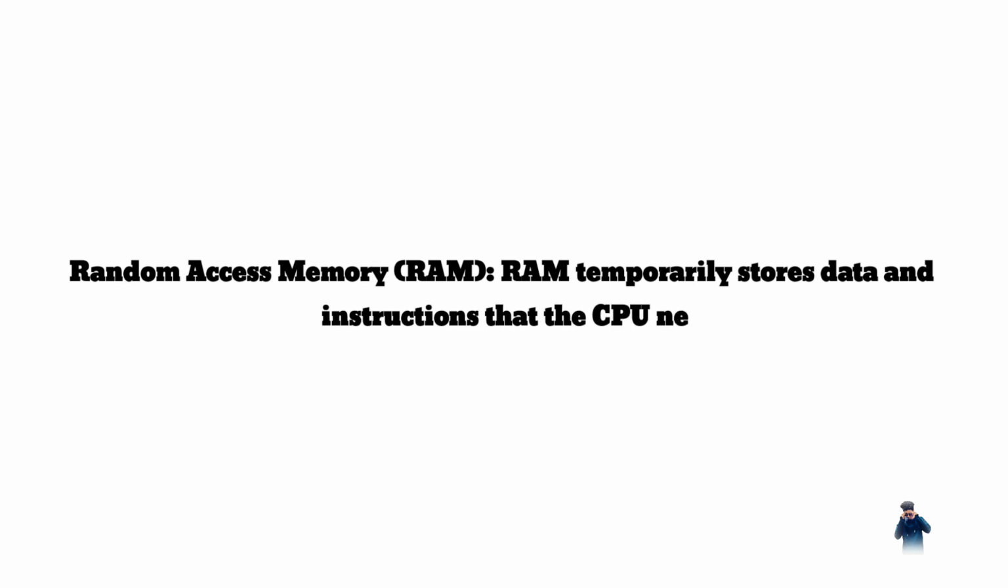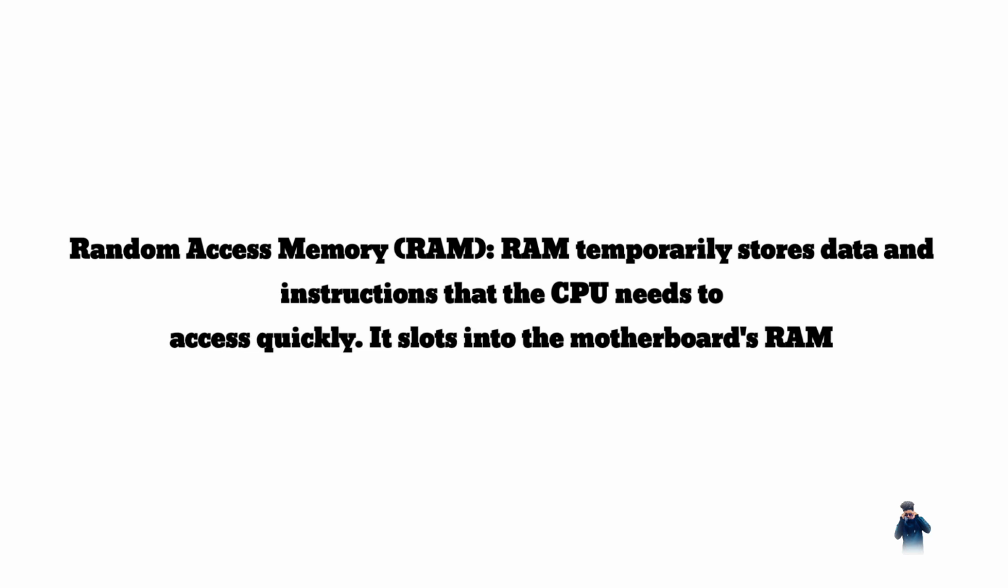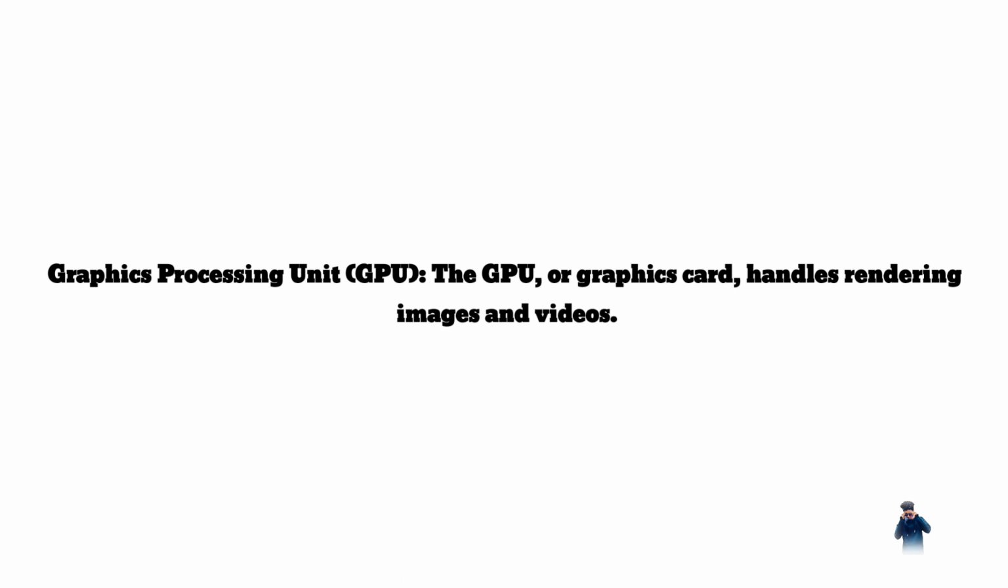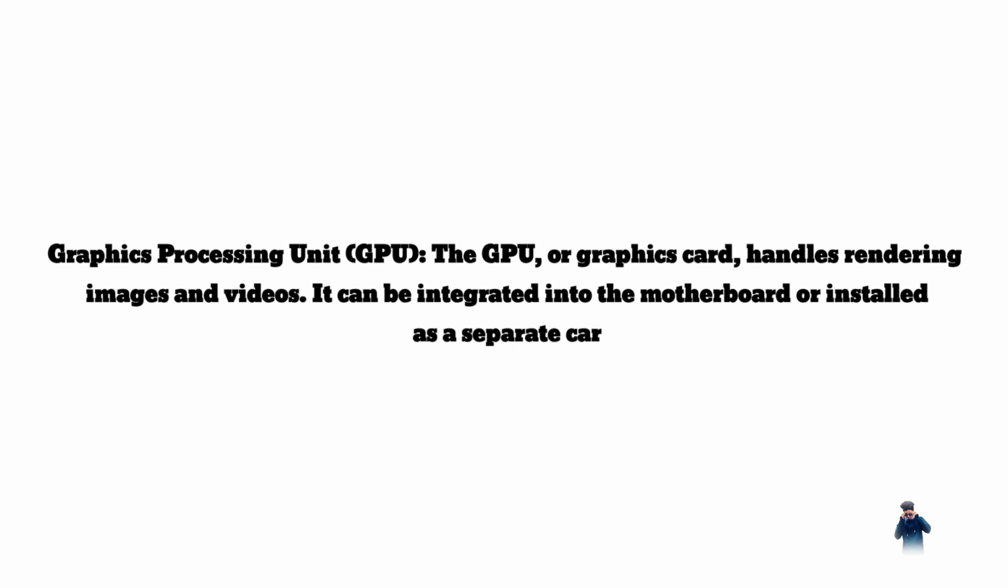3. Random Access Memory, RAM. RAM temporarily stores data and instructions that the CPU needs to access quickly. It slots into the motherboard's RAM slots. 4. Graphics Processing Unit, GPU. The GPU, or graphics card, handles rendering images and videos. It can be integrated into the motherboard or installed as a separate card into a PCIe slot.